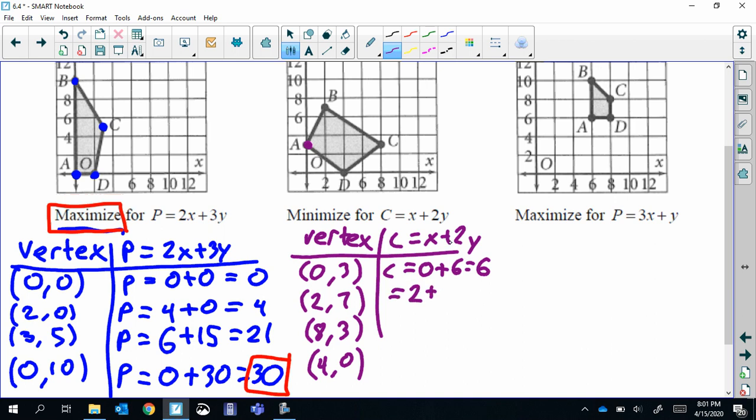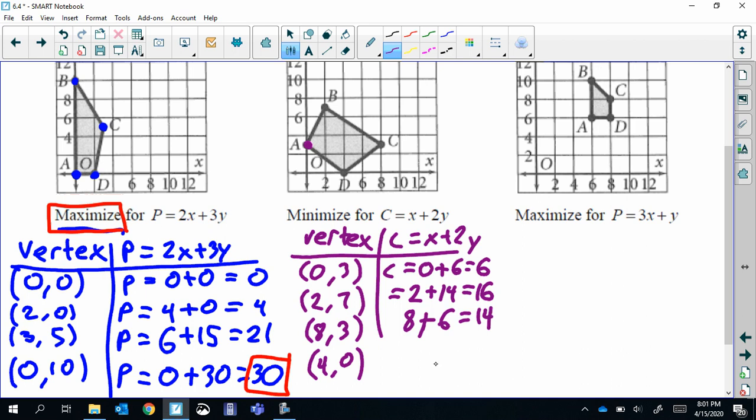And then 7. 2 times 7 will be 14. Add it up, you get 16. Plug in 8, that's 8. Plug in 3. 2 times 3 is 6. 8 plus 6 is 14.